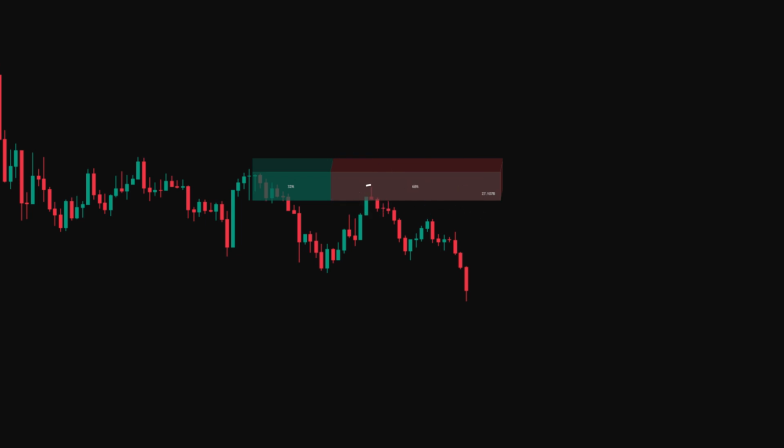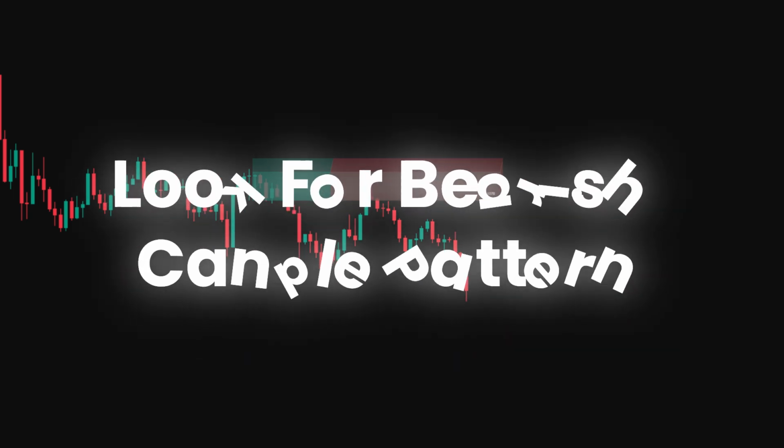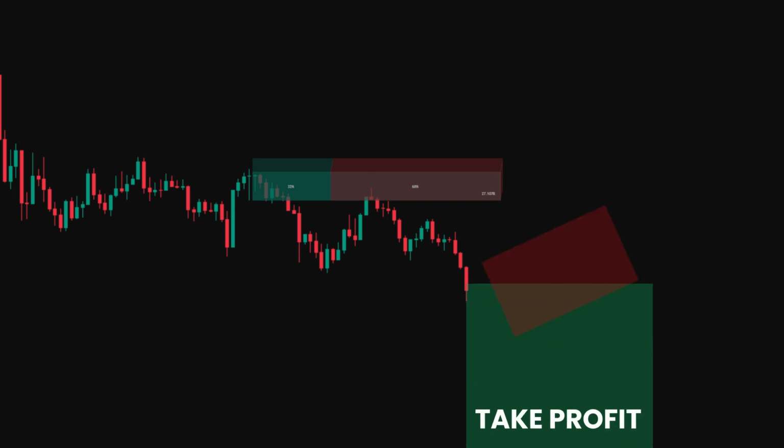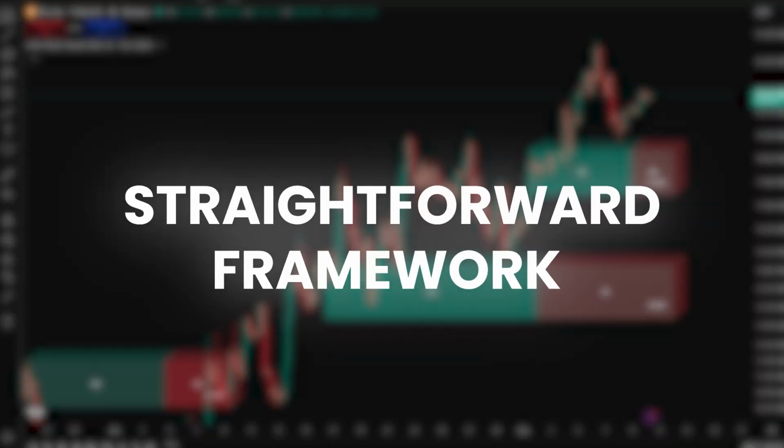When it taps the block and shows a rejection, a sharp move back in the downward direction, that is the zone defending itself. Get confirmation from a bearish pattern or signal right at the rejection point, and that is your short entry. Stop loss above the order block. Same risk-reward targets. The framework is intentionally straightforward.